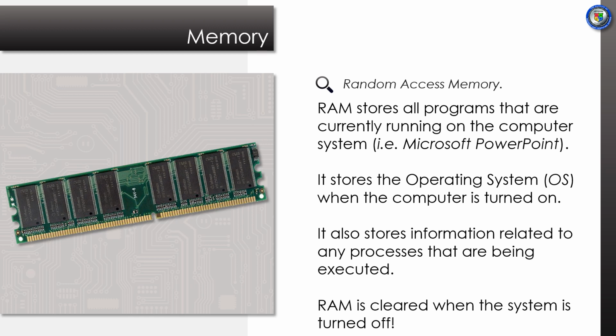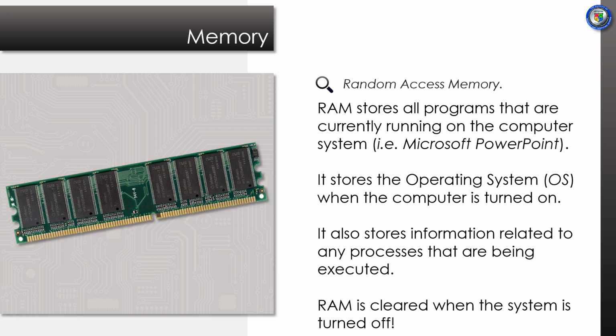Let's now talk about memory. One type of memory in a computer is called random access memory, or RAM. RAM is used to store all the programs that are currently running on the computer system. So for example, perhaps Microsoft PowerPoint or Microsoft Word. It also stores the operating system, like Windows, when the computer is turned on. It also stores information related to any processes that are being executed.